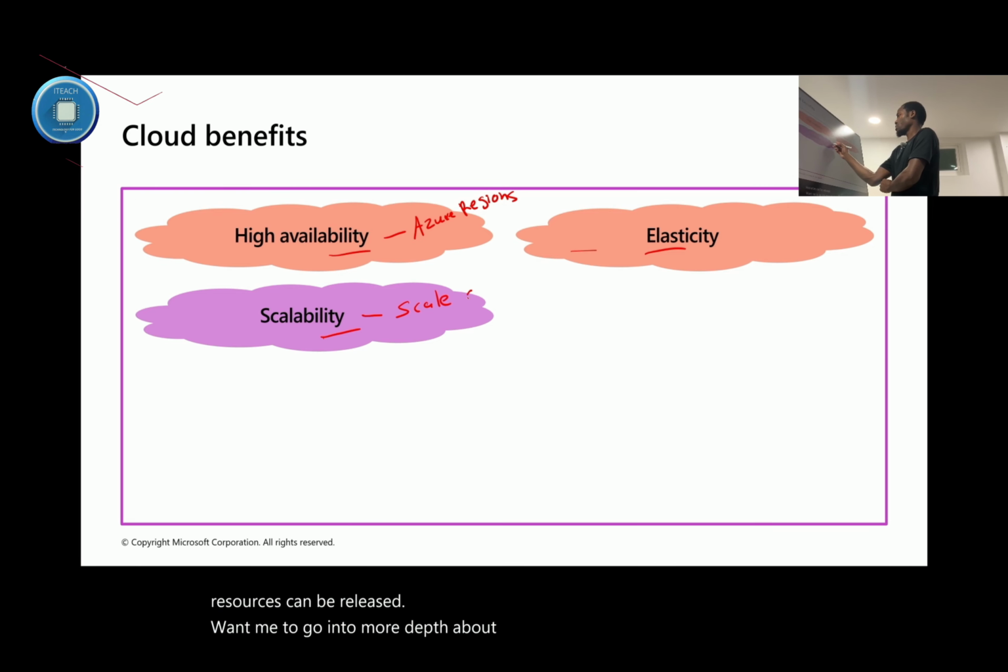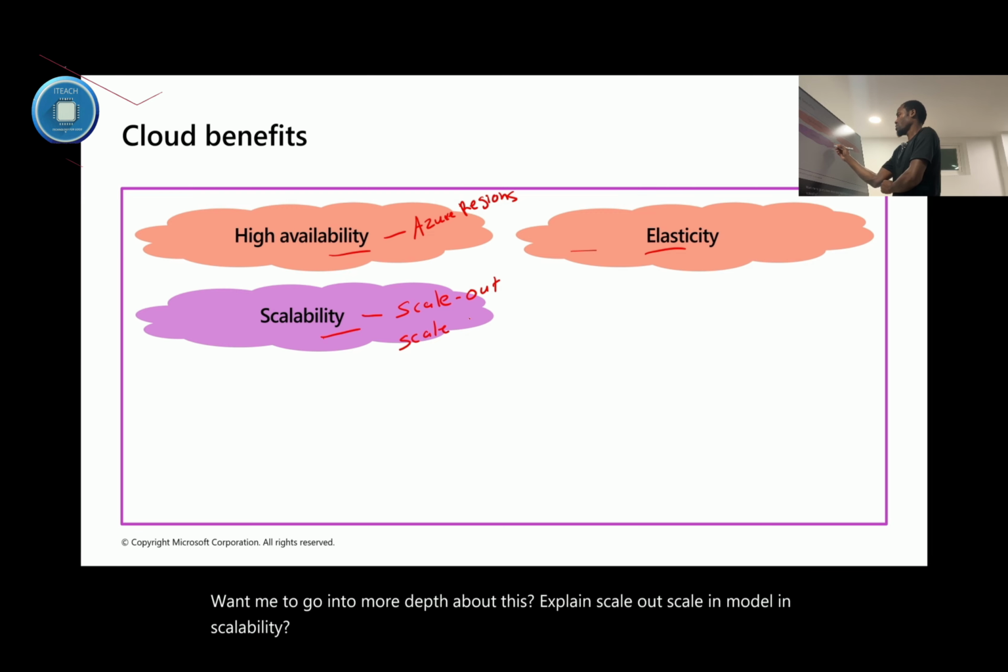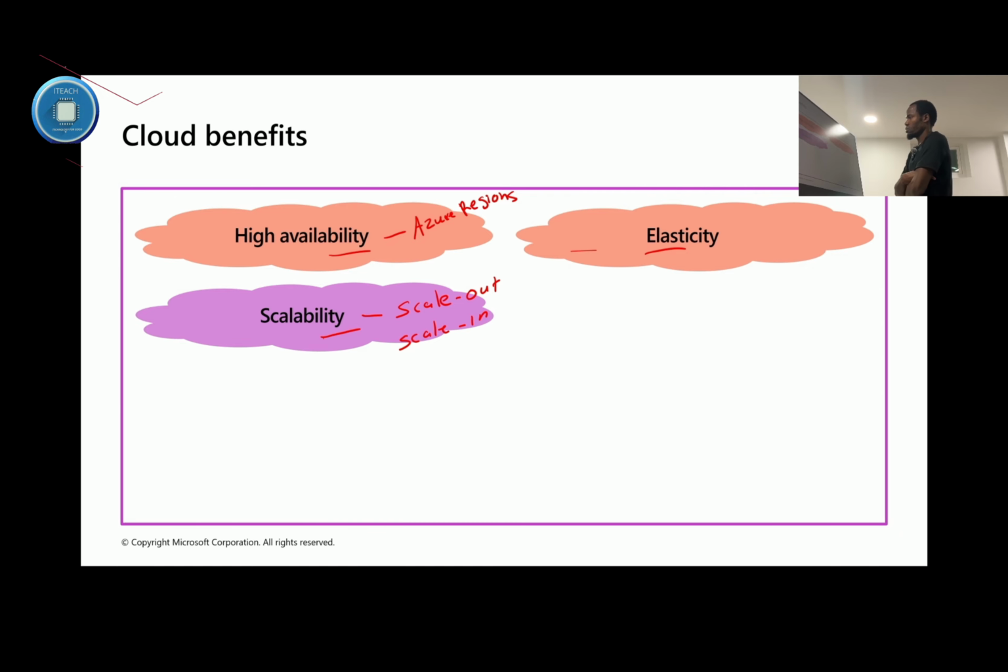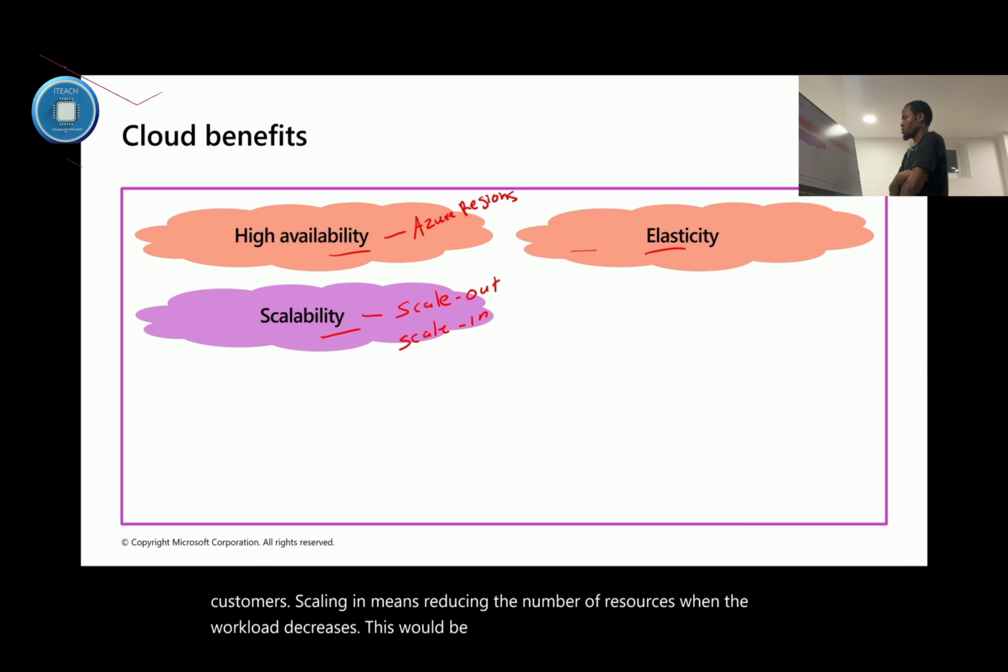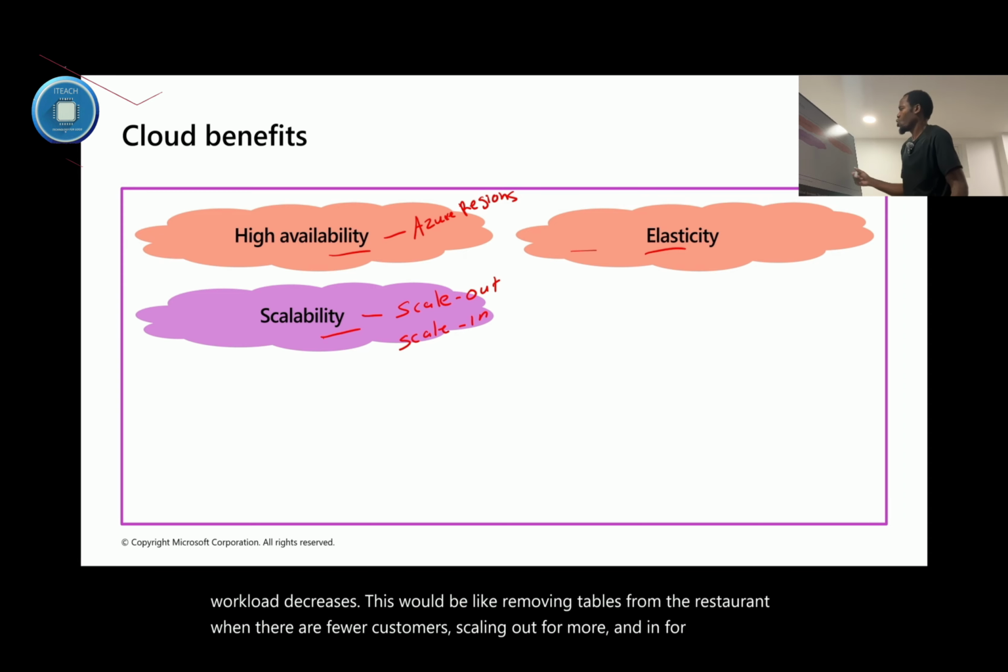Explain the scale out, scale in model in scalability. Scaling out means adding more servers or resources to handle an increased workload. Imagine having more tables in a restaurant to accommodate more customers. Scaling in means reducing the number of resources when the workload decreases. This would be like removing tables from the restaurant when there are fewer customers. So it's scaling out for more and in for less. Do you want me to clarify?